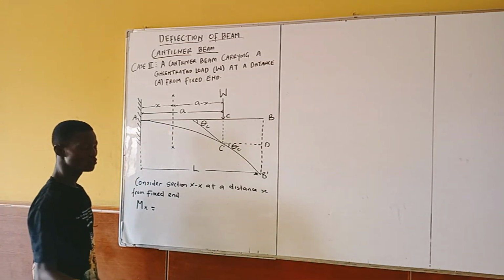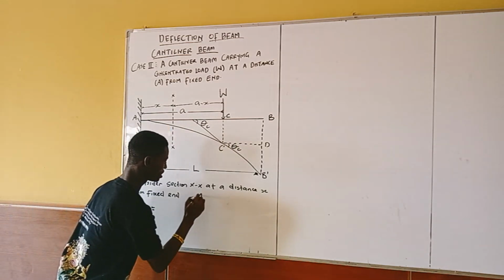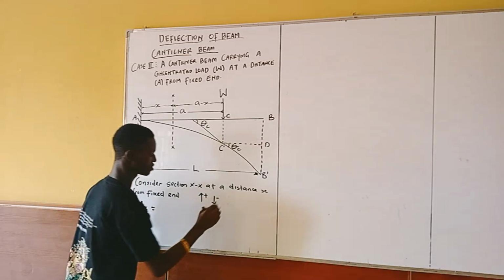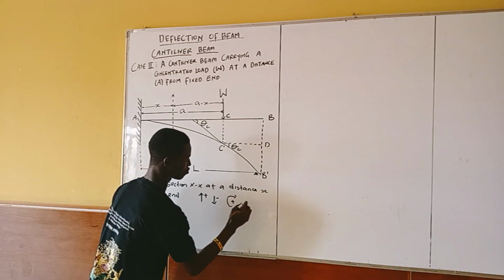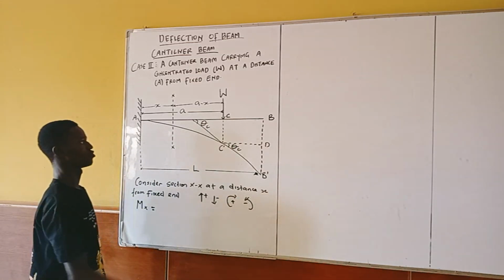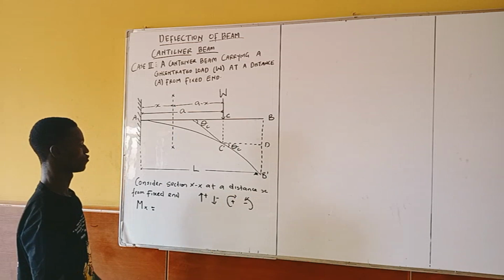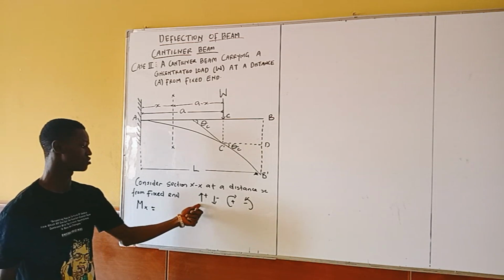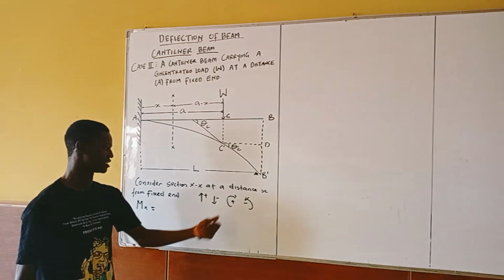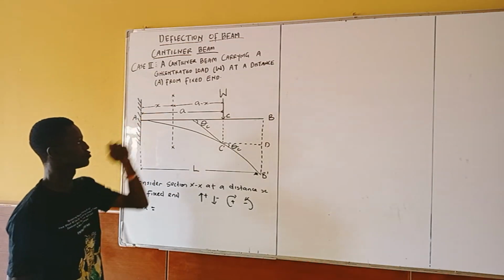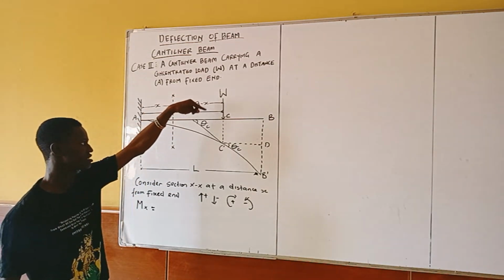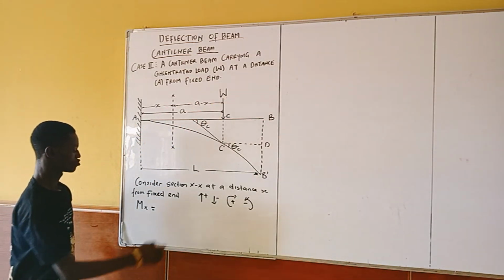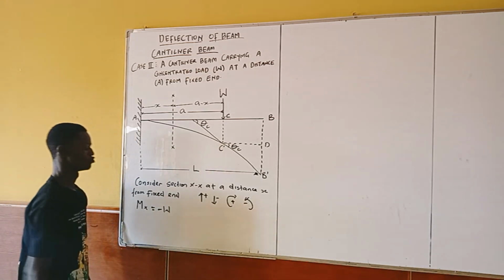You can decide to use coordinates. Here I'm considering my upward force to be positive and my downward force to be negative. Sometimes you can decide to use clockwise and anti-clockwise to determine the direction of your forces. If I'm considering this coordinate, my upward force carries positive and my downward force carries negative. The weight put on this cantilever beam is acting downward, so my downward force W will carry negative. So I'm going to have minus W, which is my force.